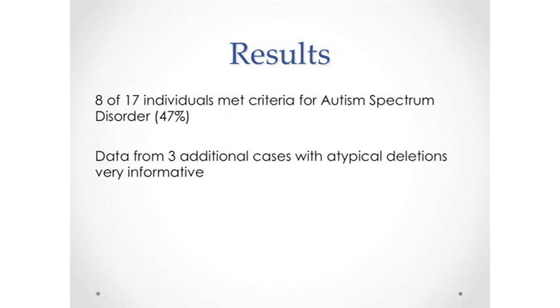But they were included as sort of a comparison and also were very informative. It's interesting to note, for what it's worth, that we had only 5 males in that group of 17, and 4 of those 5 met criteria for ASD. In the females, we had more. The rest of the individuals, the 12 others, were females, and 33% of them met criteria for autism.